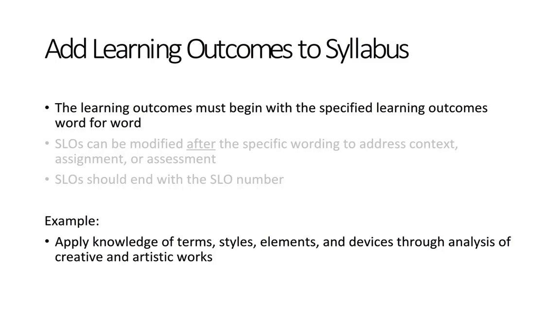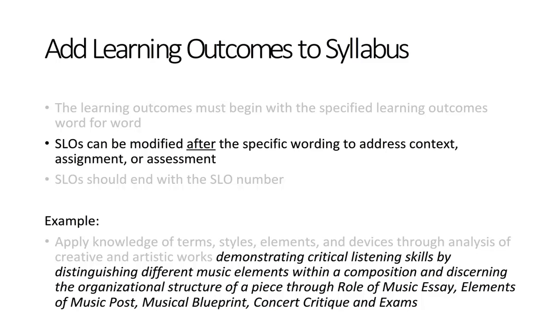Let's look at a specific example. We're going to use the learning outcome, apply knowledge of terms, styles, elements, and devices through analysis of created and artistic works. This is copied word for word from the SLO list. Modifications or clarifications can then be added that specify the context, assignment, or assessment.